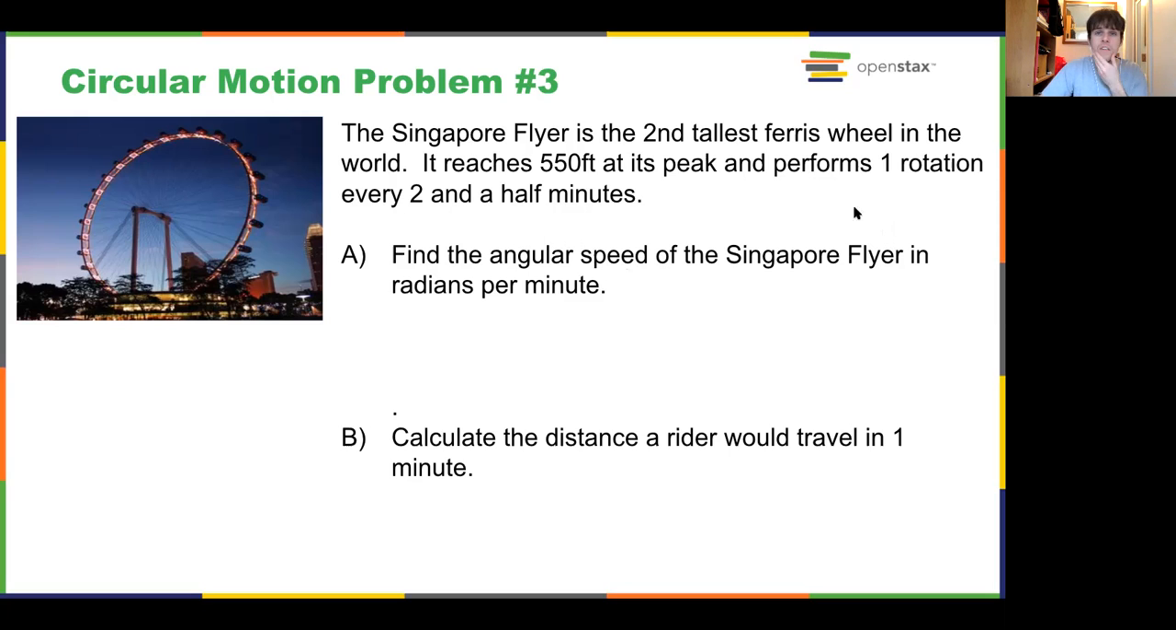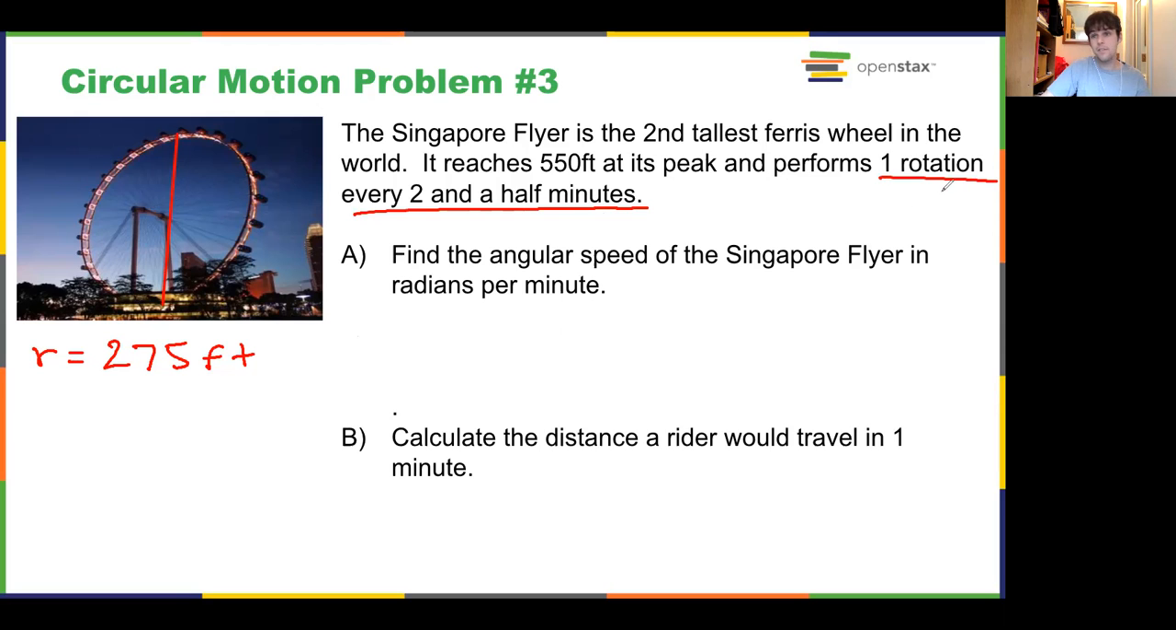Okay. Reaches its peak. So its peak is its overall height. So that would be from the top all the way down to the bottom. So the radius in this case is going to be half of that, or approximately half of that. So for this problem, I'm going to assume my radius is half of that, which would be 275 feet for my radius. Just assuming that. Again, there's probably some discrepancy where the Ferris wheel isn't all the way on the ground, but let's just assume that it roughly is. All right, and performs one rotation every 2.5 minutes.